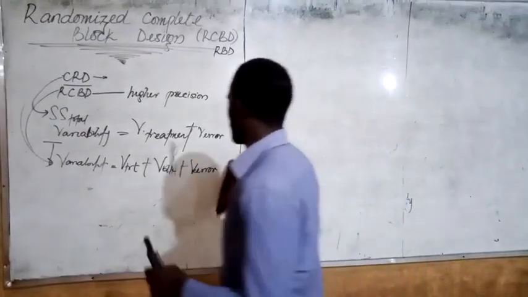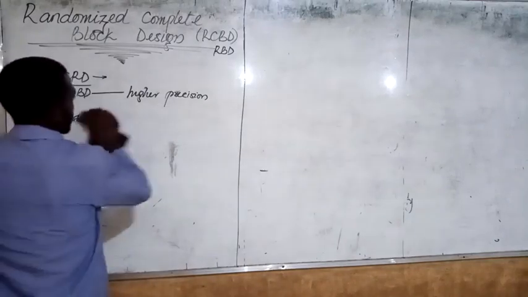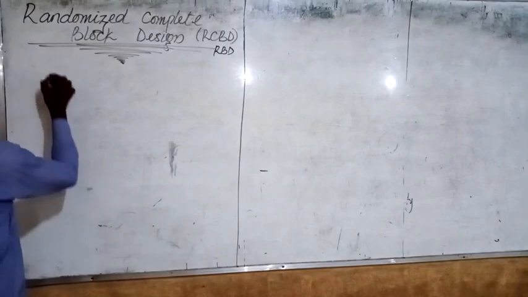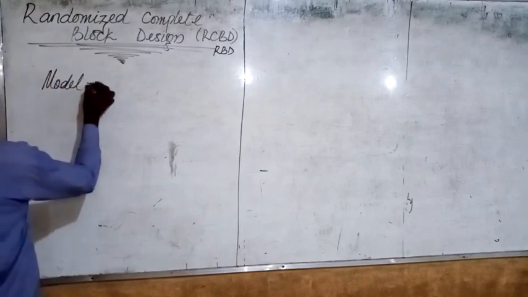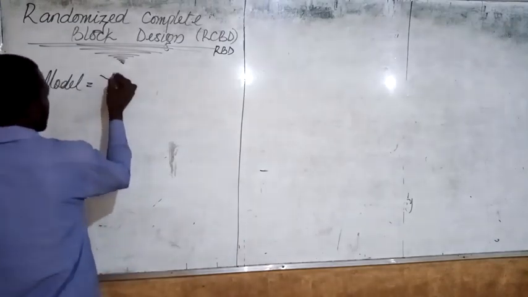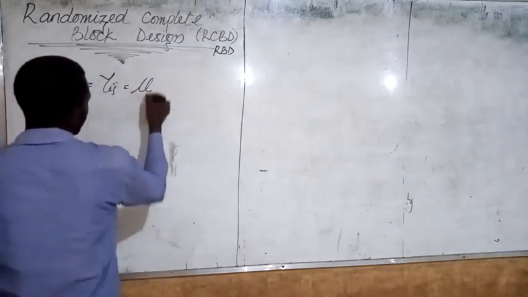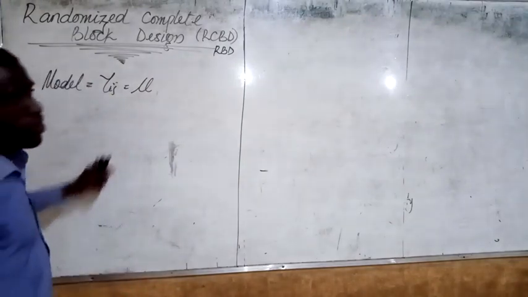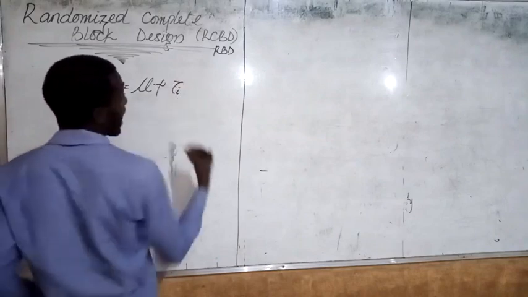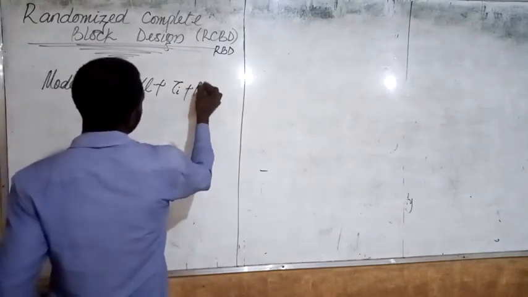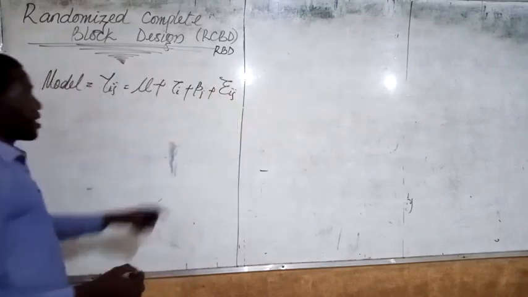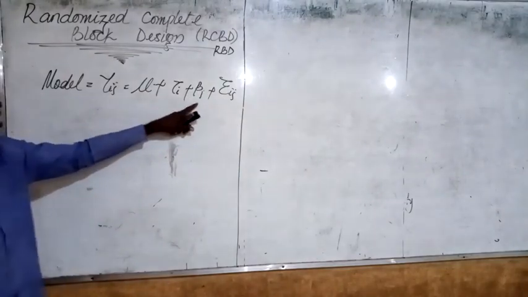Okay. Now let's talk about the design. Number one, the model of the design. Of course, we know the name. The name is RCBD. The model of the design is given by Yij equals mu, that is the grand mean when we talk about population, plus tau i plus beta j plus epsilon ij. So the epsilon is the error, the beta is the block.